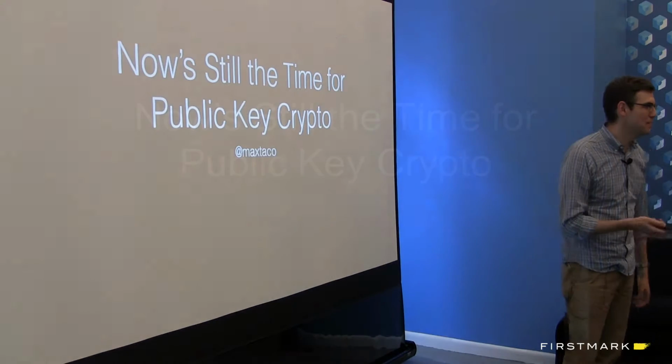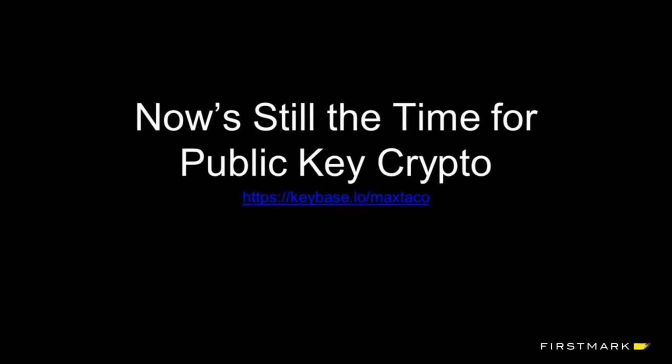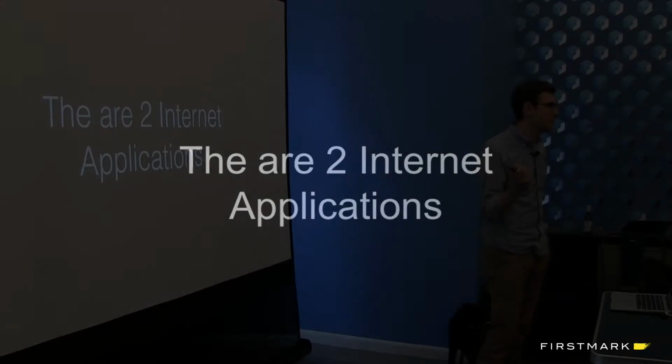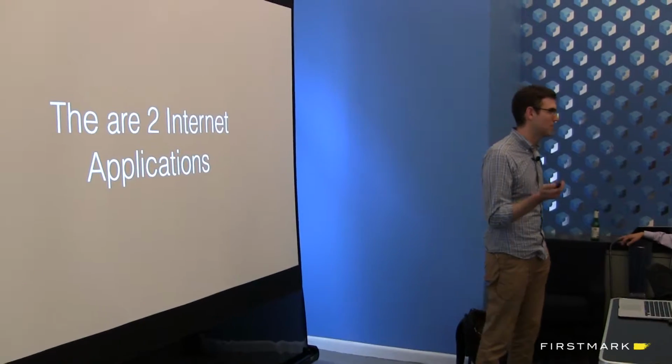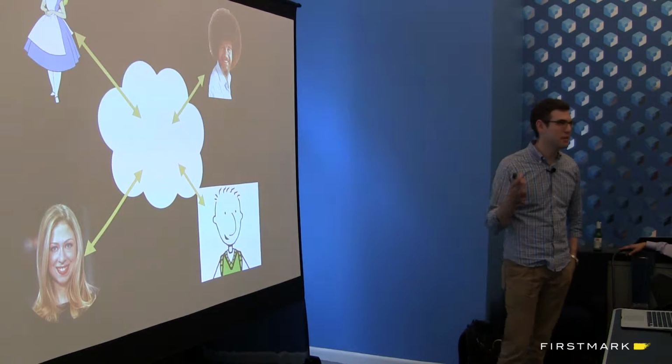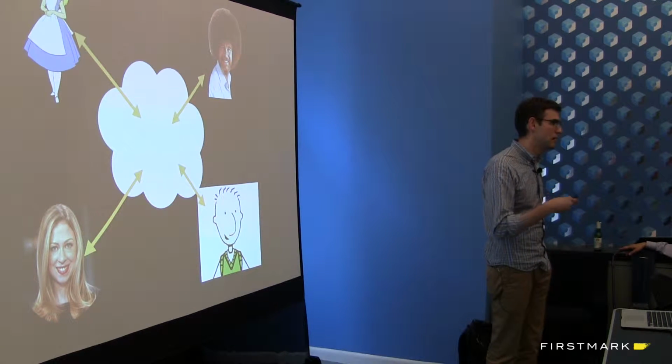So I'm going to talk today about public key crypto. And when I was thinking about this talk, I thought about crazy and inaccurate generalizations I can make, and I basically decided to say that there are two different types of internet applications. So this is kind of what I was thinking. Here's the first type of thing you could build on the internet, one of two possibilities.